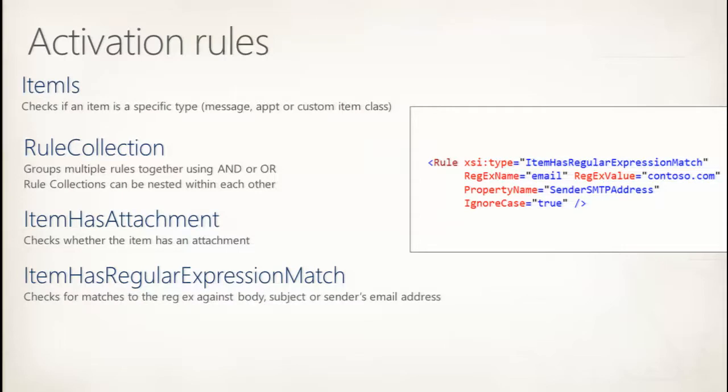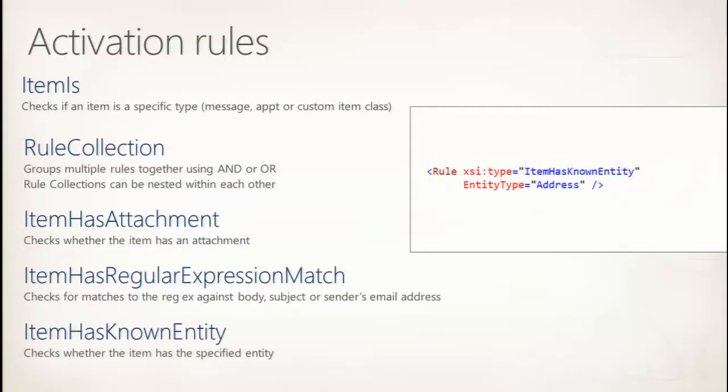And finally, we have the item has known entity rule. This rule allows apps to appear only on messages or appointments that have a specific entity extracted and stamped on it. And this is exactly how the Bing Maps app works. The Bing Maps app only appears on messages and appointments that have an address entity on them. And this is the activation rule for it.